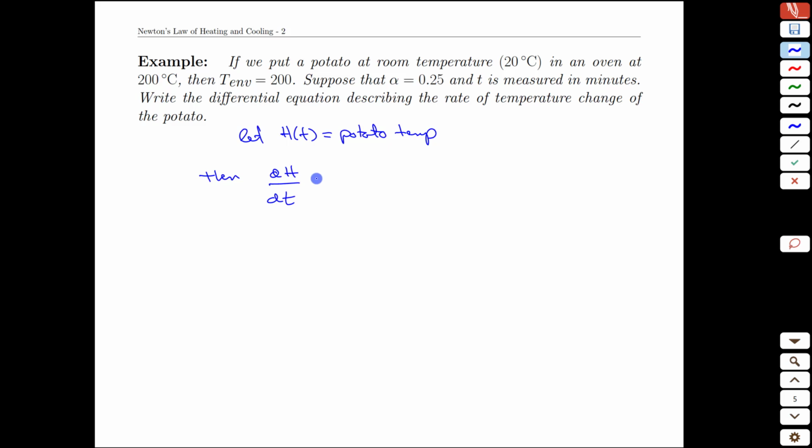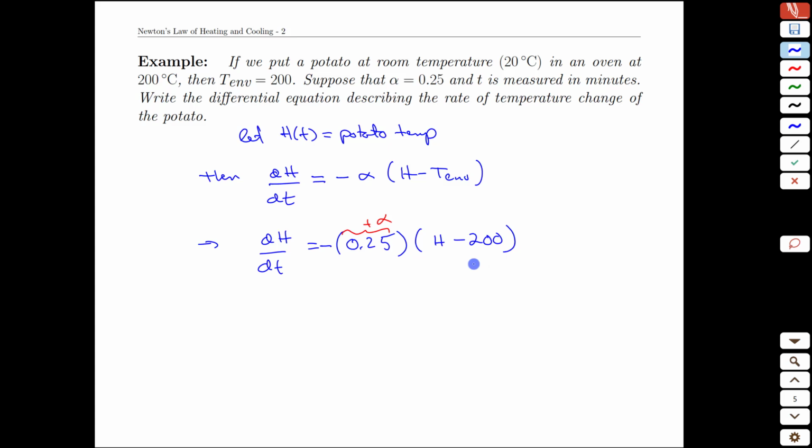The derivative of H is going to equal minus alpha (H minus T environment). The rate of temperature change is proportional to the difference in temperatures, but we actually have values for a lot of these now. So minus 0.25, noting that we are using a positive value for the alpha part of this. There is a negative sign, but it's being kept out front. That's our positive alpha. And we also have the environmental temperature at 200 degrees Celsius, so we include that as well.